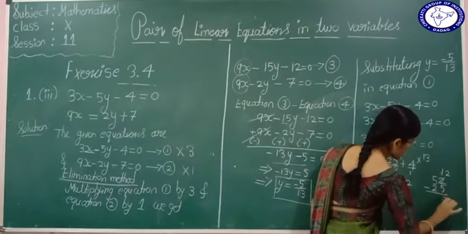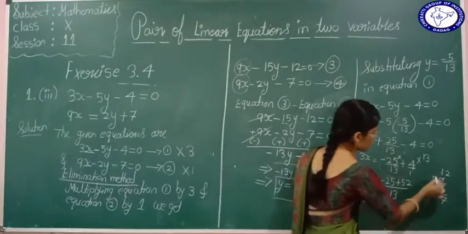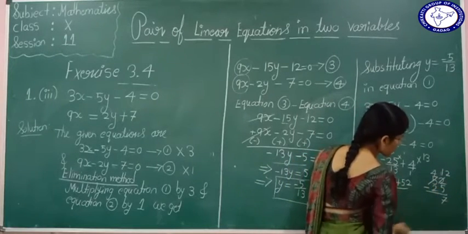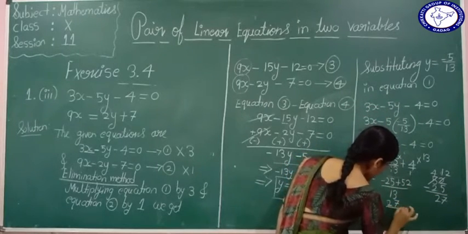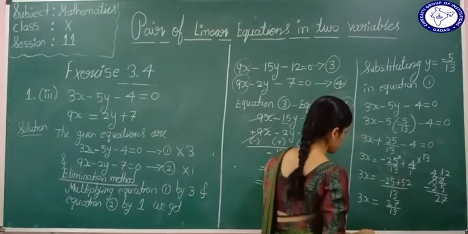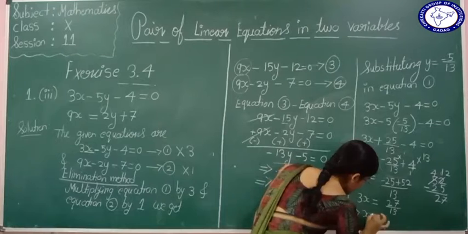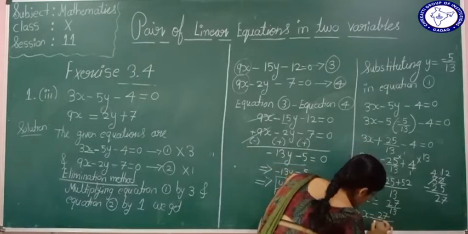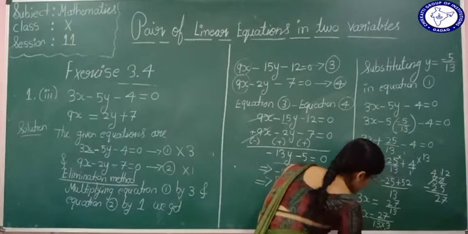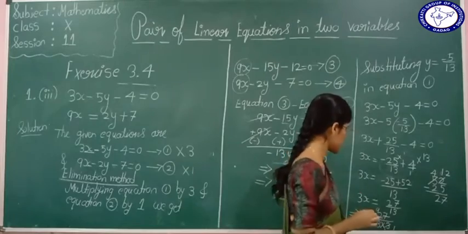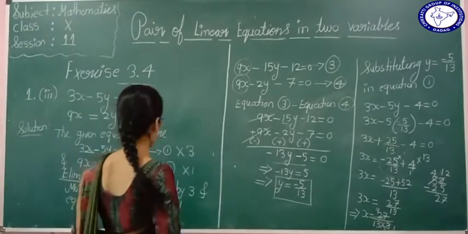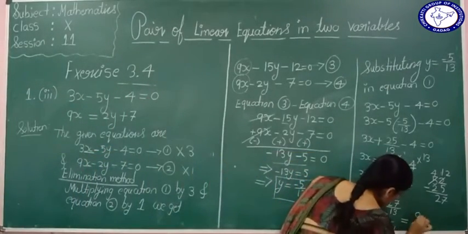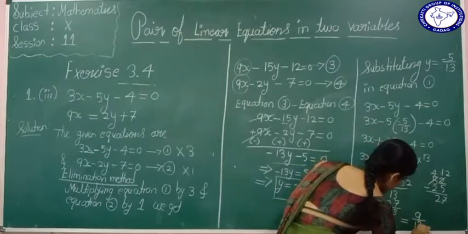2 minus 5 won't go, therefore it will become 12. 12 minus 5 is 7. Here it will become 4. 4 minus 2 is 2. That is nothing but 27 by 13. So this implies x is equal to 27 by 13 into 3. 3 ones are 3, 3 nines are 27. X value what we got here? We got x value as 9 by 13.